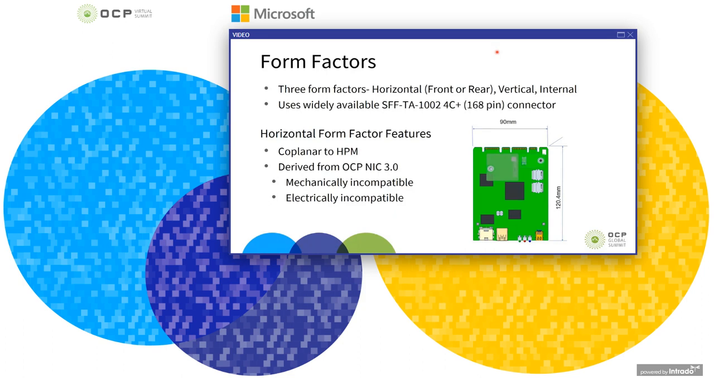On the right, we see a picture of a horizontal form factor SCM. It is a 120 mm by 90 mm module. It is coplanar to the HPM. It is derived from the OCP NIC 3.0 but is wider and longer than an OCP NIC, making it mechanically incompatible with an OCP NIC form factor. It is also electrically incompatible with the OCP NIC.